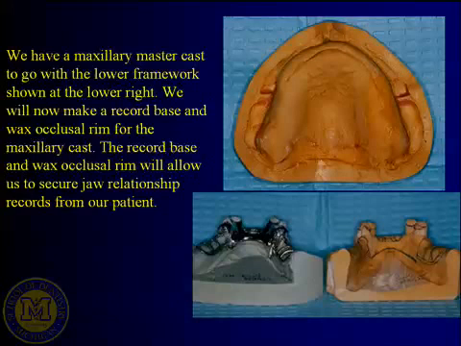So the question then becomes, I've got a nice upper model and I got a nice lower model with the framework. So the point is, how do I fit these two things? How do I orient them to one another to do the rest of what I need to do? Okay, I've got to take jaw relationship records. And to take jaw relationship records, we need some sort of a record base. And so what does the record base and the wax occlusal rim accomplish?